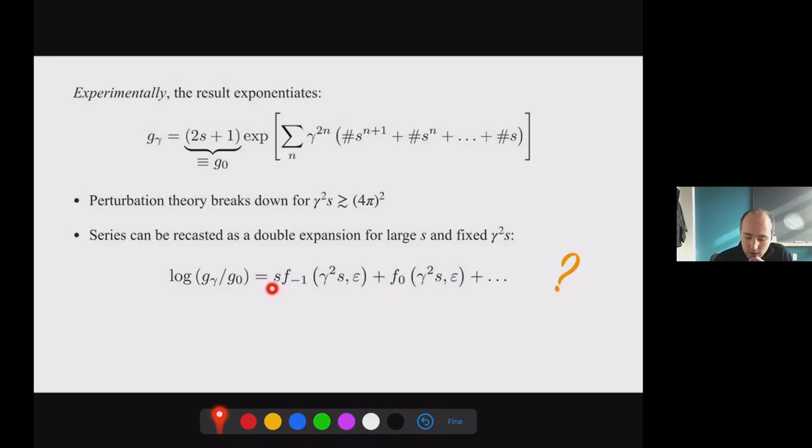So as a series at large S and in powers of gamma square S. Of course, this is just formal because at this stage f minus 1 and f naught are just sums of infinitely many Feynman diagrams. So there is no physics. But this suggests, could there be some physics? Could we compute right away these functions in a novel way? And the point of my talk is that yes, it can be done.